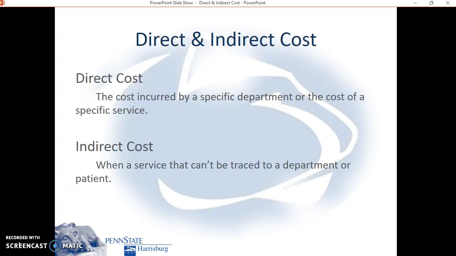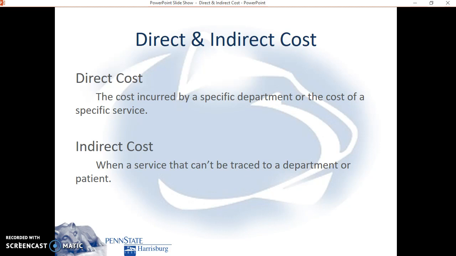So it's very important to understand the differences between these two. Remember that direct calls is incurred by a specific department or calls for a specific service. Indirect calls is when a service cannot be traced to a department or patient.